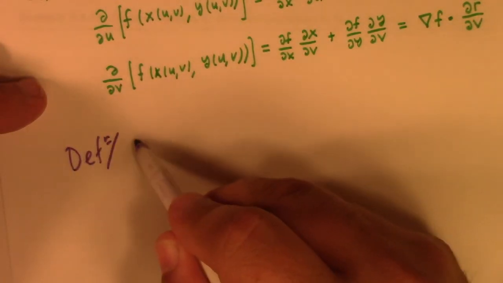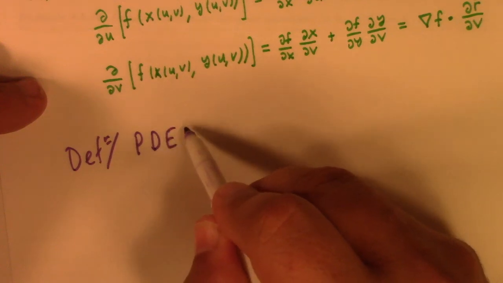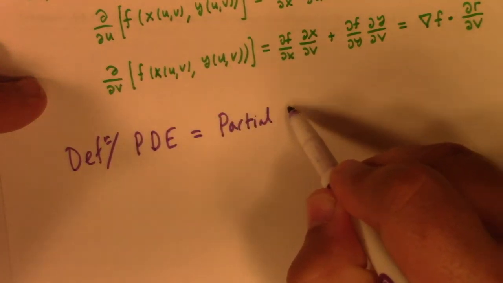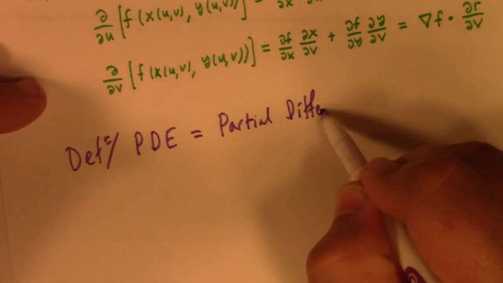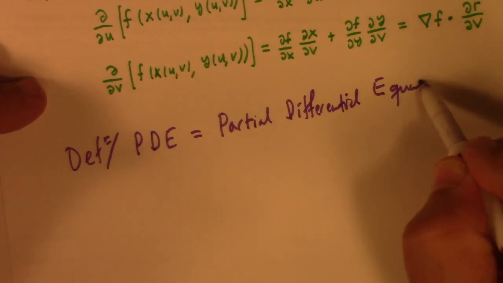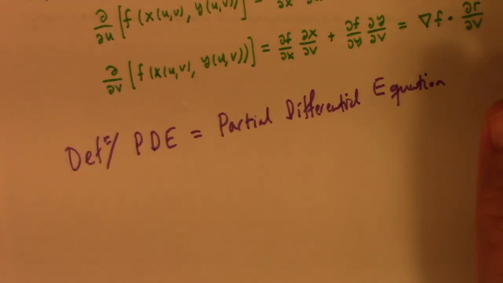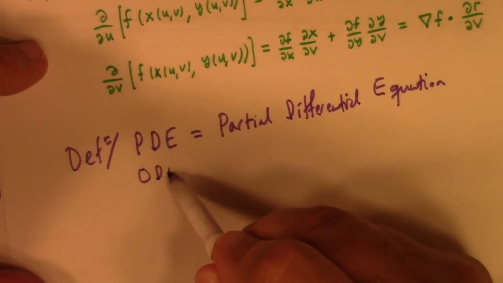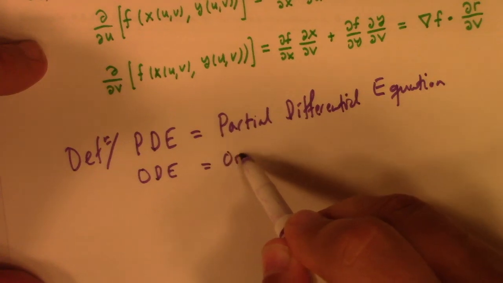Definition. PDE is partial differential equation. You might also hear people talk about ODE. That is an ordinary differential equation.